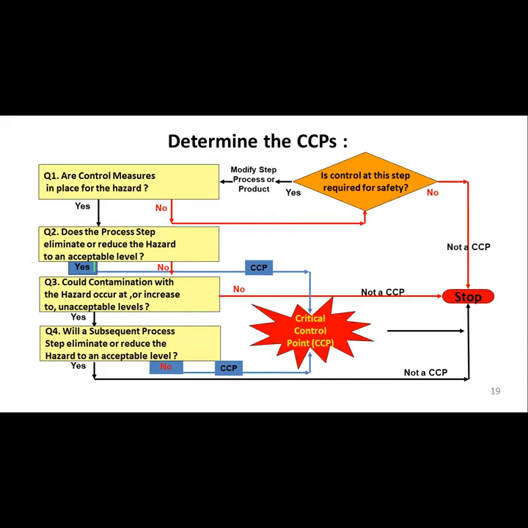If the decision tree leads to CCP, it should be a CCP. For example, you can see, are the control measures in place? If yes, does the process step eliminate or reduce the hazard to an acceptable level? If yes, then it is a CCP, or no. You can go through this decision tree. It will be helpful to decide whether any parameter or process is a CCP, PRP, or OPRP.